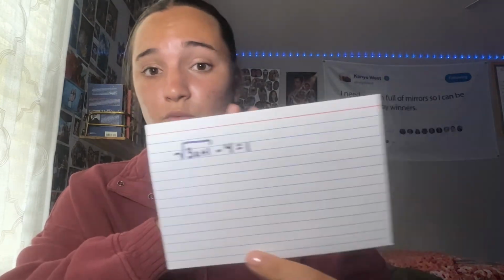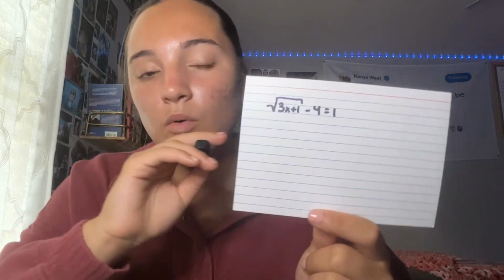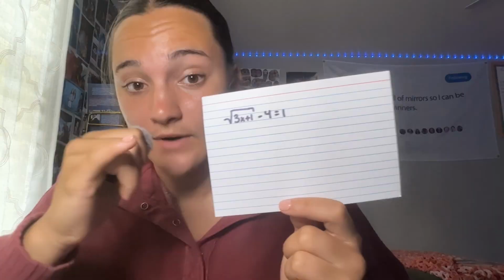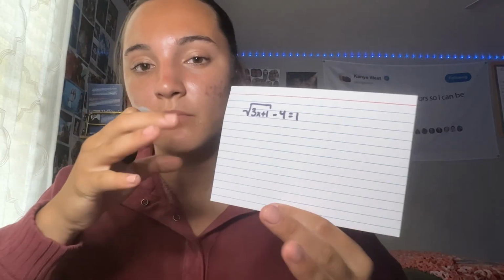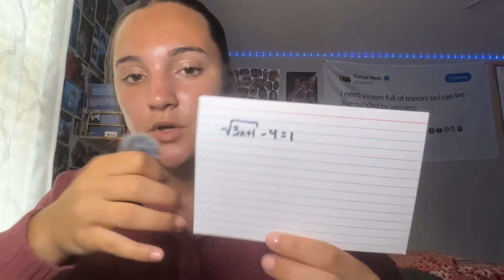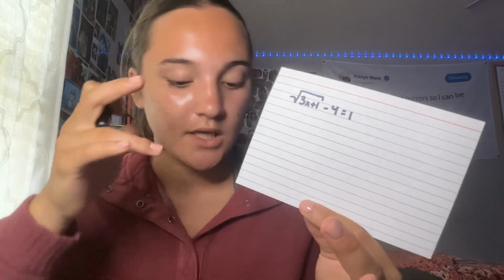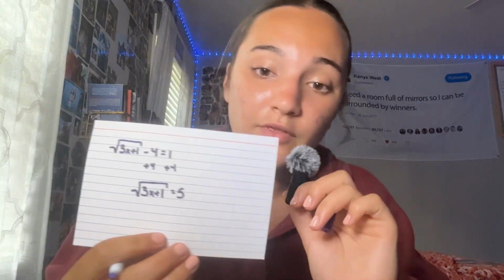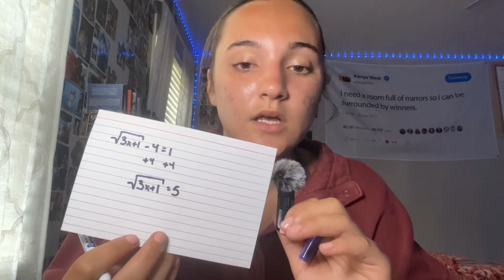This is very basic, run of the mill, easy. So you're almost treating your radical as if it's a variable, so you have to isolate it. Of course we know how to do that. We'll just add 4 over here like you usually do in equations. So now you have the square root of 3x plus 1 equals 5.